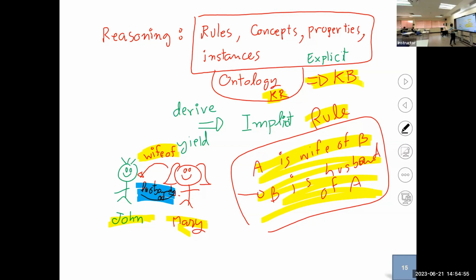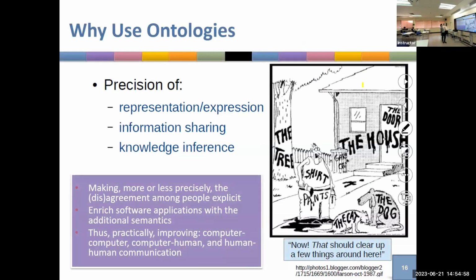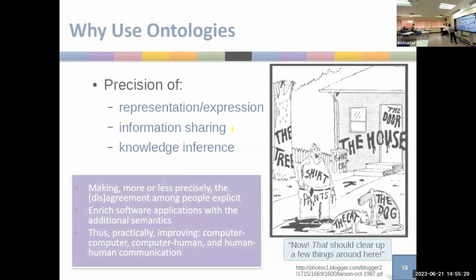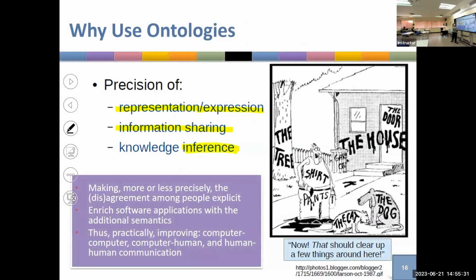And that is what we can do also with ontologies. It allows us to make precise expression of knowledge of domain concepts. It allows us to share the knowledge with other people. And once we share, suppose you are new to the world, this can be shared and then you learn, right? This is the way to share knowledge and learn. And it allows inference or reasoning.